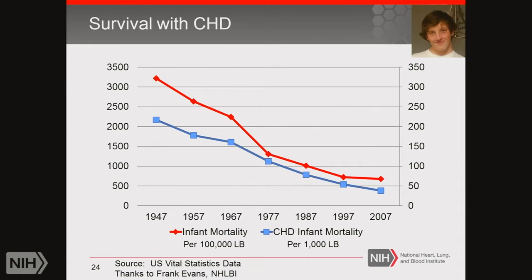So let's go back to Joshua for a minute. Joshua was born at a good time. So the red line is infant mortality per 100,000 live births. The scale is over here, and congenital heart disease infant mortality is the blue line, and the scale's over here. That's per 1,000 live births. And you can see over the past 6 decades, this has come down considerably. And when Joshua was born here in 2000, this was a pretty good place to be born. Most children, even those with complex congenital heart disease, survive infancy, survive childhood, and grow into adulthood these days.